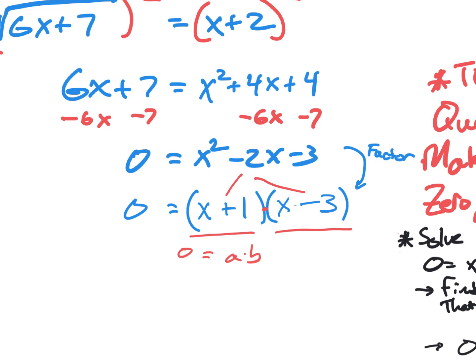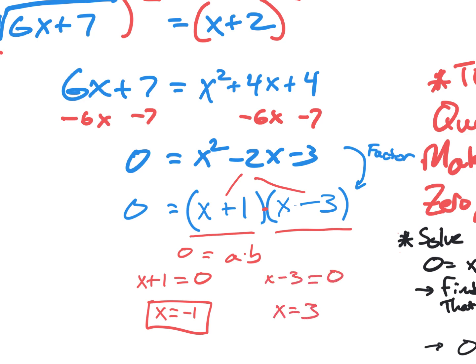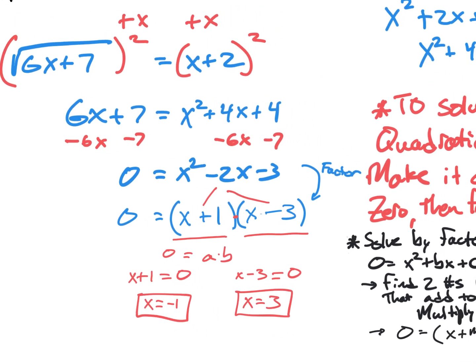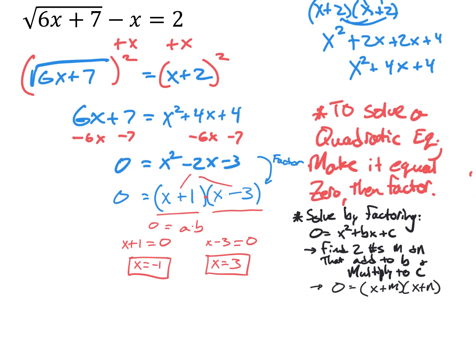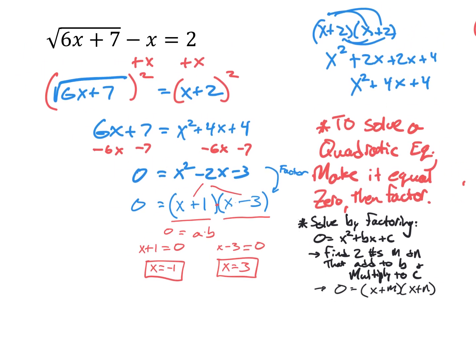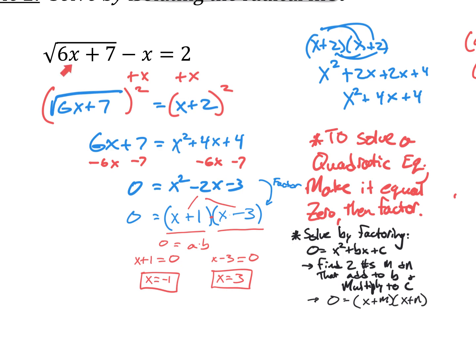Okay? So we ask ourselves, what do we need in order to make x plus 1 equal to 0? And the answer is -1. What do we need to make x minus 3 equal to 0? Add 3 to both sides, we get 3. All right, so there's a quick review on solving by factoring. So we get two answers. Well, let's go back and look at our original equation because we do have to check this. The original equation wasn't a quadratic equation, it was a radical equation. So we do need to check this.